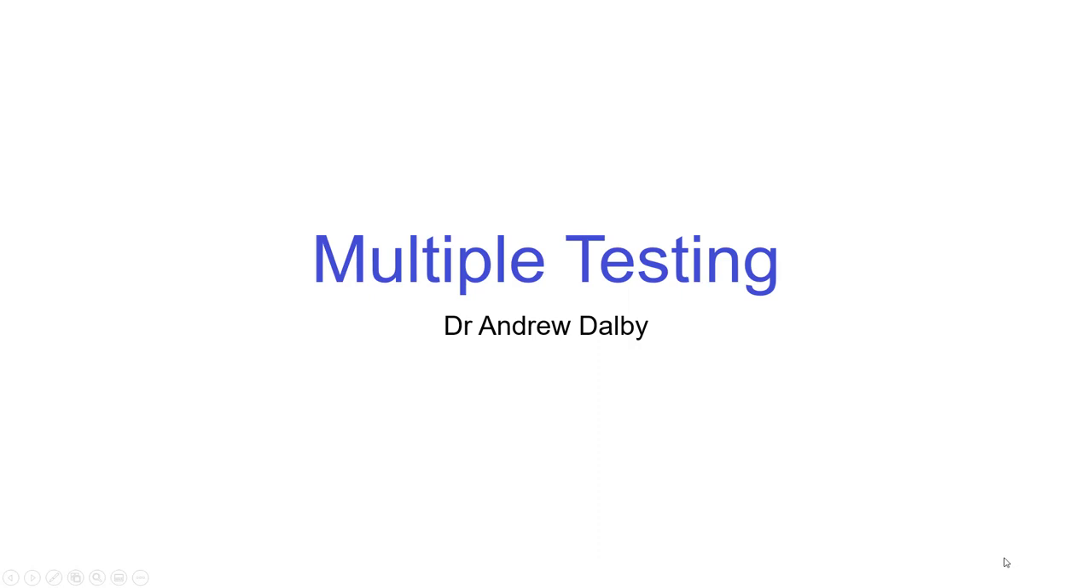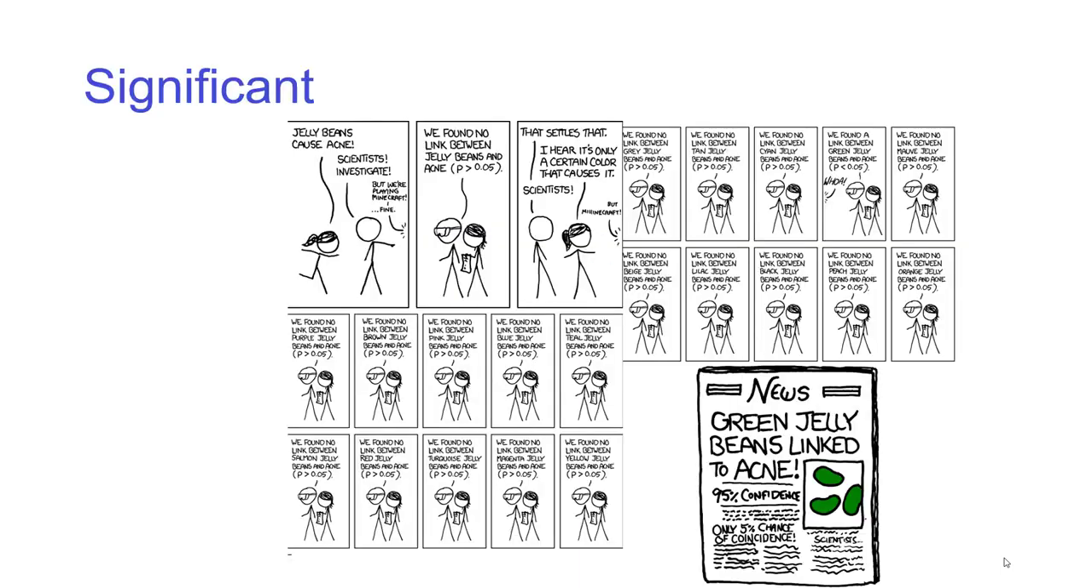So something that you have to deal with when you do the post-hoc testing in ANOVA is the problem called multiple testing. So here's a cartoon sort of illustration. Someone suggested that jelly beans cause acne. So scientists are going to investigate. They found no link between jelly beans and acne. The p was greater than 0.05. You can't reject the null hypothesis that there's no connection between them.